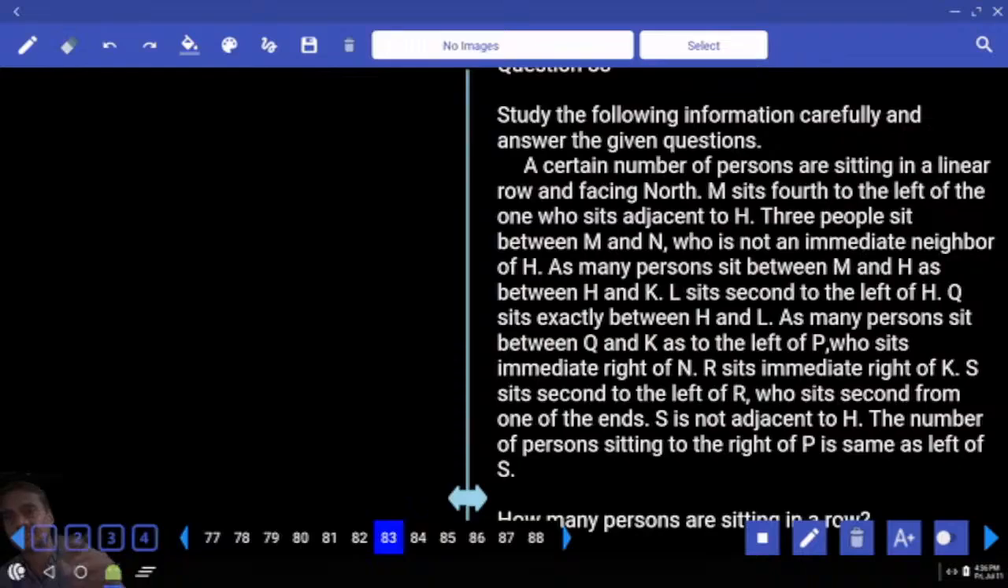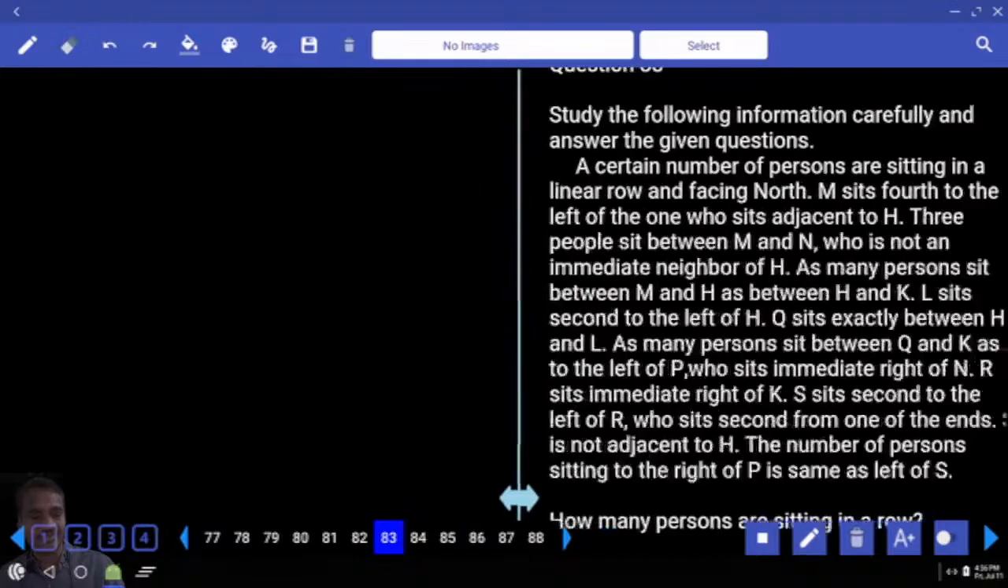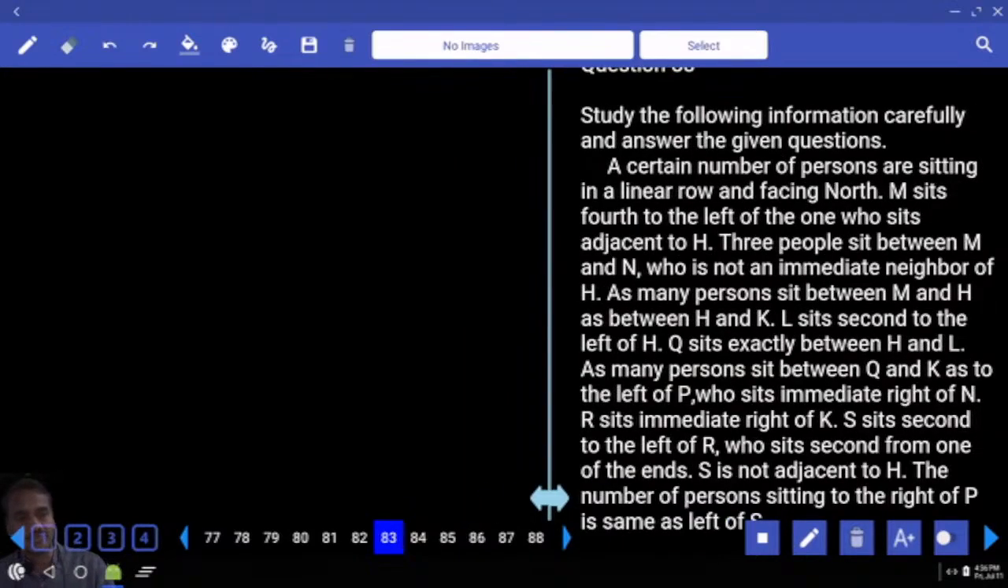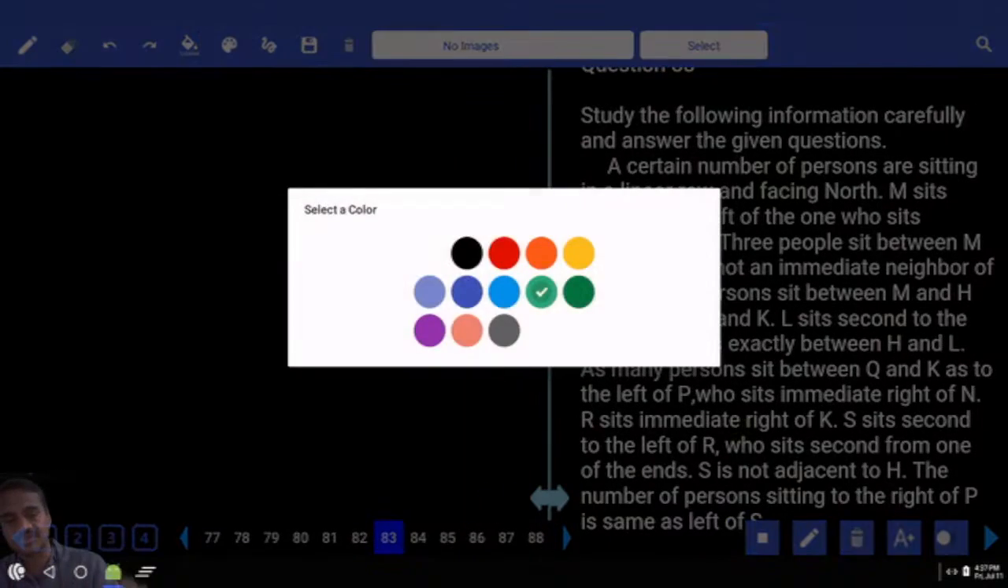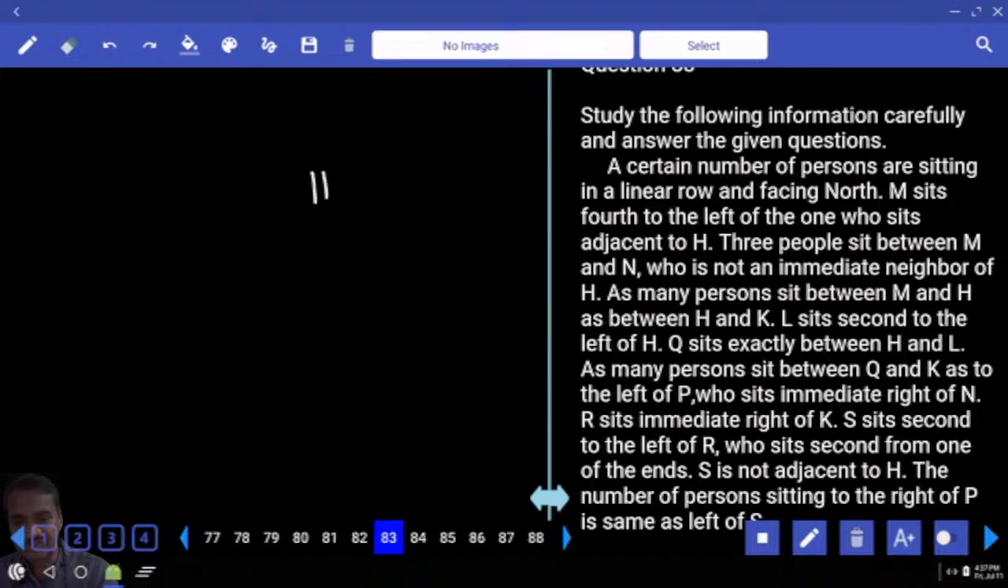Done, because as of now you are already done with 2 puzzles. That is very much sufficient. Then let's do it now. Now M sits 4th to the left of the one who sits adjacent to H. Now in the first case, H is here. H is immediate left hand side. This person, there are 3 persons in between and M must be here.